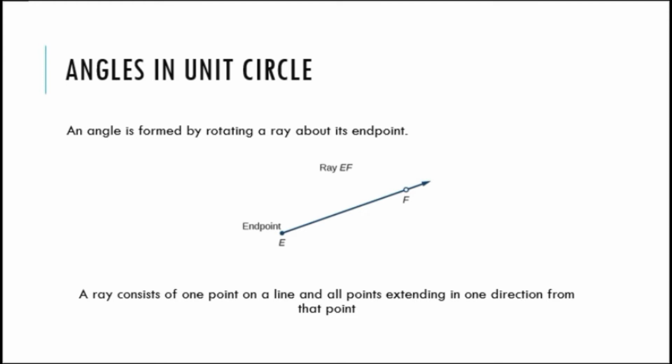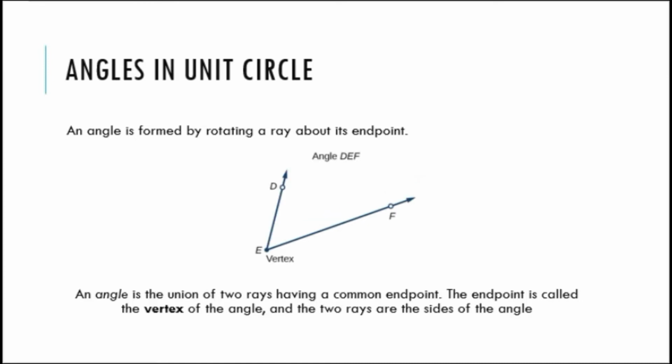The first point is called the endpoint of the ray, and we can refer to a specific ray by stating its endpoint and any other point on it. So for this example, we have E as the endpoint and F as the other point. So this will be called ray EF. An angle is the union of two rays having a common endpoint. The common endpoint is called the vertex of the angle, whereas the two rays are the sides of the angle.